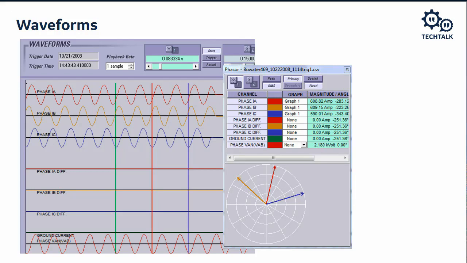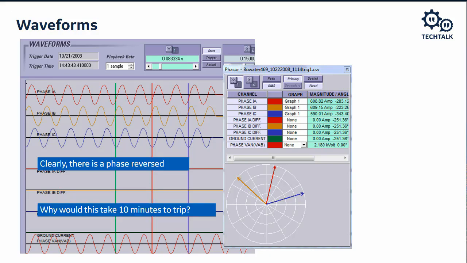Now, there's a couple of questions here. The first question is, well, why is it taking 10 minutes to trip? The other question is, that can completely solve the problem. So let's take a look at it. Clearly, there's a phase reversed. Why is it taking 10 minutes to trip?